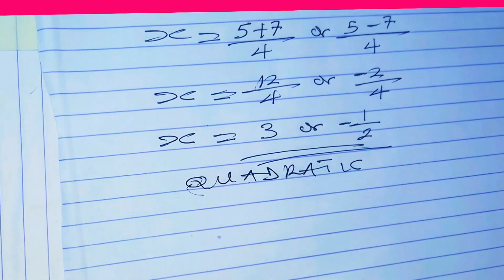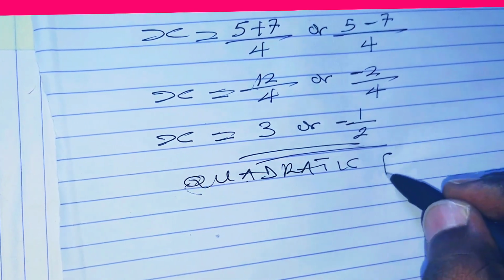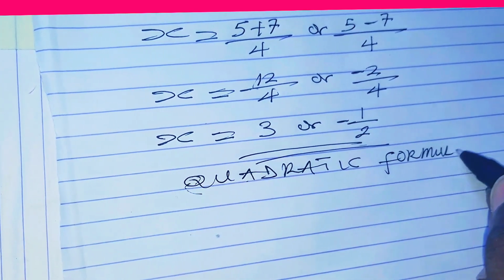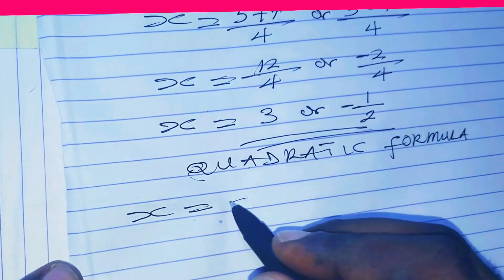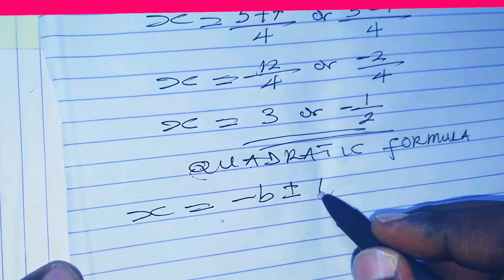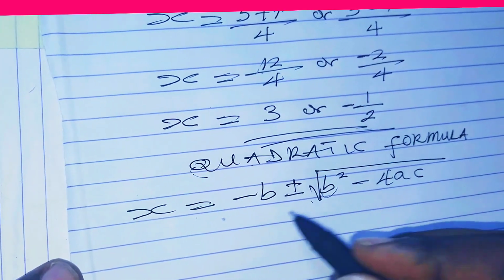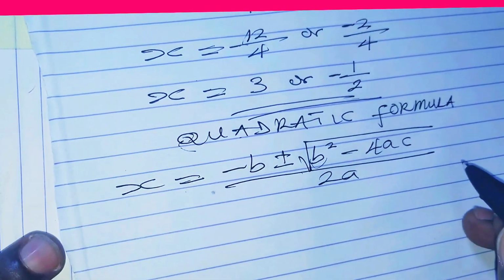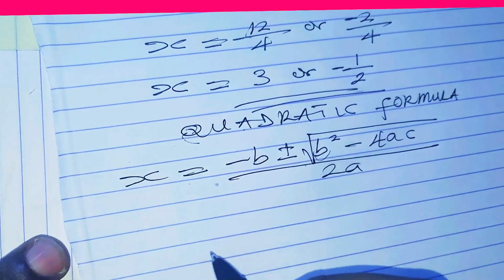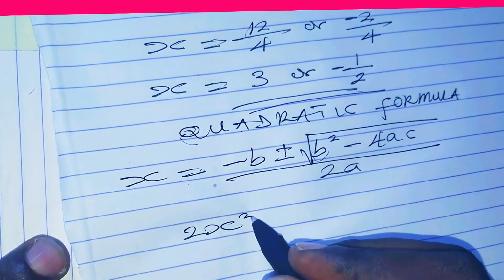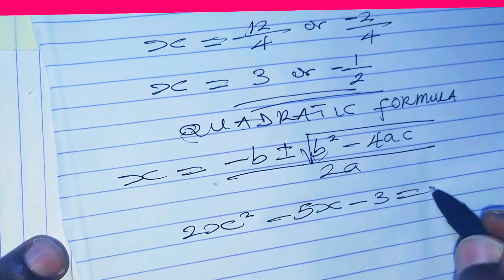I still refer you back to my last video. I already proved how we obtain quadratic formula in that video. So here is the quadratic formula. It's easy to use. It's minus b plus or minus the square root of b squared minus 4ac, everything over 2a. And of course, if you pick your equation, you have 2x squared minus 5x minus 3 equal to 0.